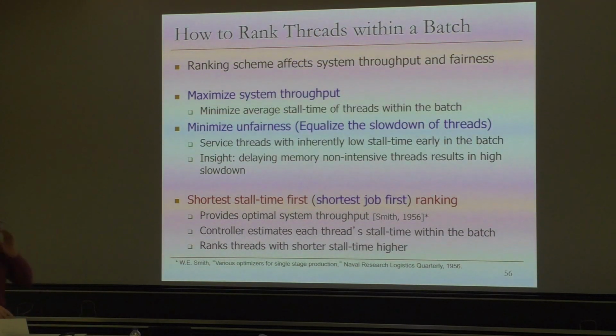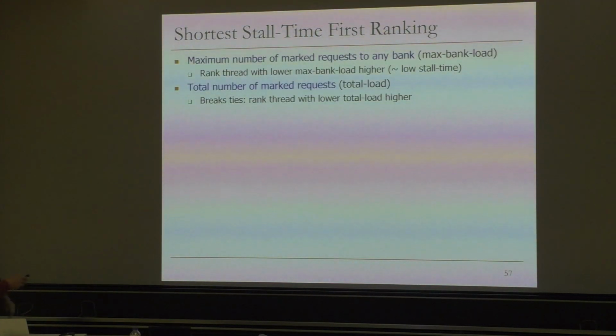I think this is best understood with an example. We're going to define two things. We're going to try to do this, shortest stall time first ranking. We have a maximum number of marked requests to any bank. Let's call that the max bank load. That's going to determine the stall time of the thread, because a thread is limited by the bank that caused the longest stall time for it, assuming its latencies on other banks are overlapped with that bank. We're going to rank the thread with a lower max bank load higher, at least the low stall time.